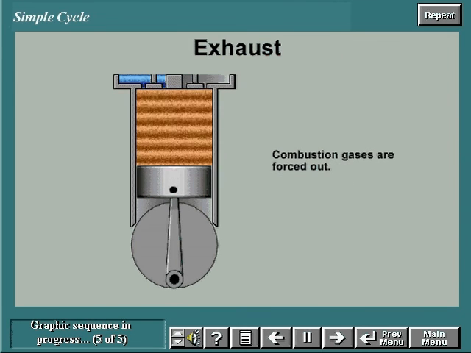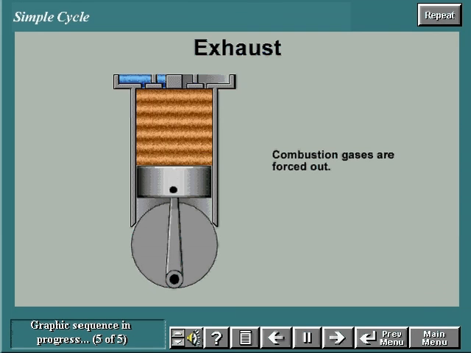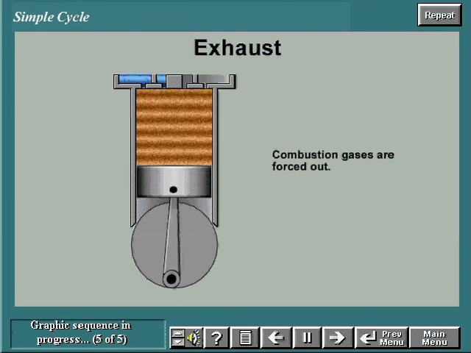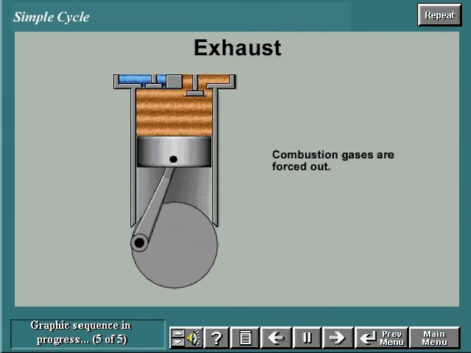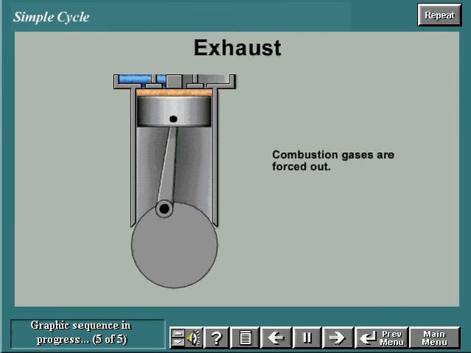During the exhaust stroke, the pressure is decreasing but is still higher than ambient pressure. The combination of high pressure and the motion of the piston forces the combustion gases out of the cylinder.